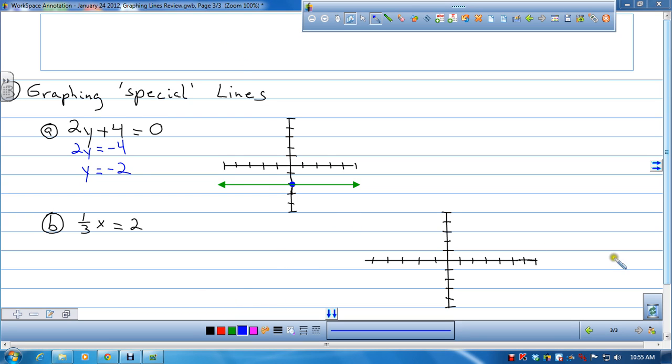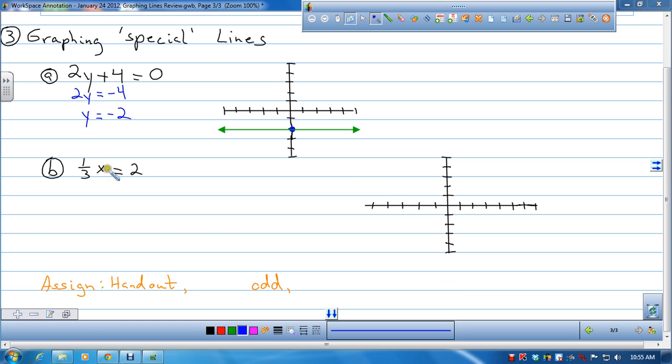All right. Go down here to this last one. 1/3 x equals 2. Solve for x. I'd have to multiply both sides by 3. X equals 6. That tells me that I have an x-intercept at 6. 1, 2, 3, 4, 5, 6. If it has an x-intercept and no y-intercept, that means that this must be a vertical line. So if it contains only a y, it's horizontal. If it contains only an x, it is vertical.